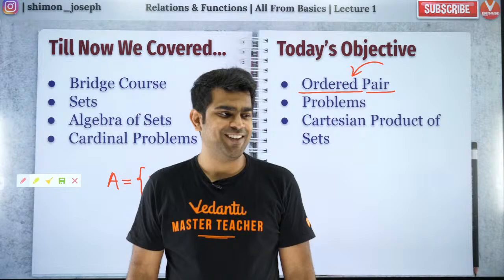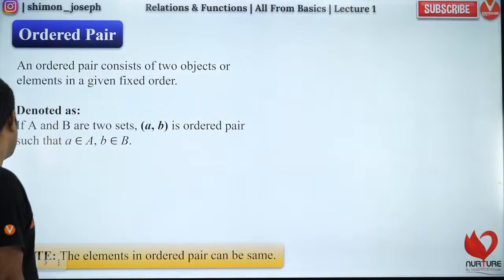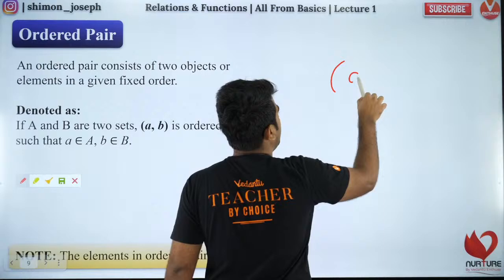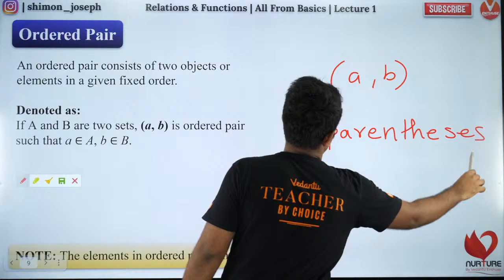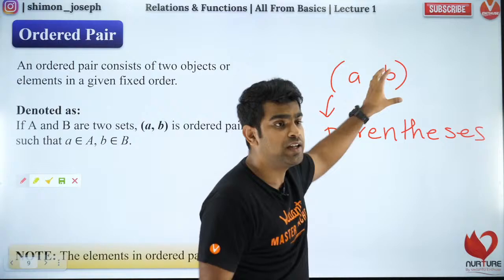Okay, great. So with that, let's move forward. Now, what is an ordered pair? An ordered pair is nothing but two elements A, B written inside parentheses. This is what we call parenthesis. And if you write two elements inside it, this is what we call an ordered pair.